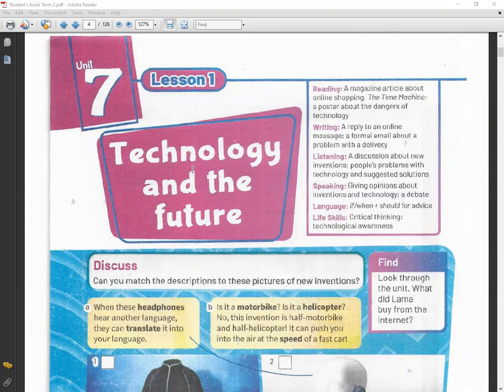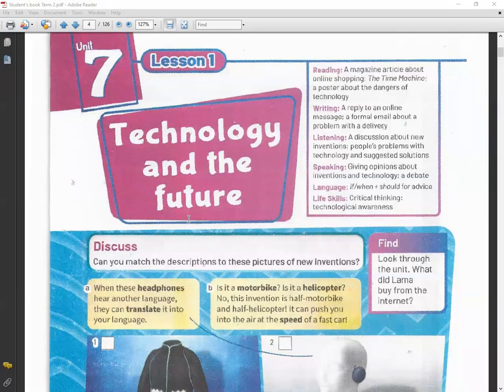First, let's read the texts and match them with the photos. As you see, letter A: when these headphones hear another language, they can translate it into your language. It's photo number 2.